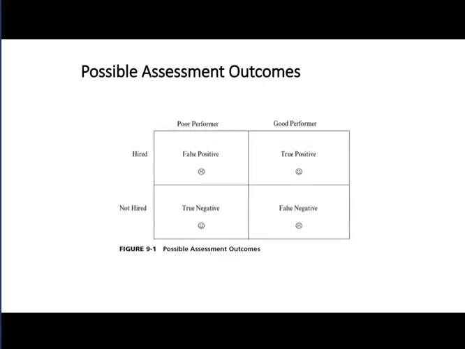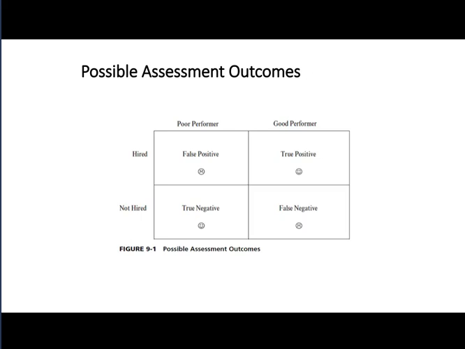This slide looks at assessment outcomes, and what does that mean? It means we provide a person with the test, and then we determine how they did on the assessment and whether or not that means that they would be hired. And so the x-axis is a good performer or poor performer on the job, and then hired or not hired means whether or not they passed the tests and they met the cutoff to be hired.